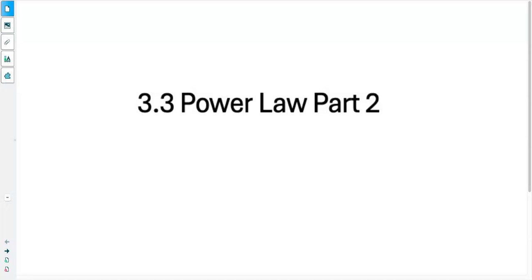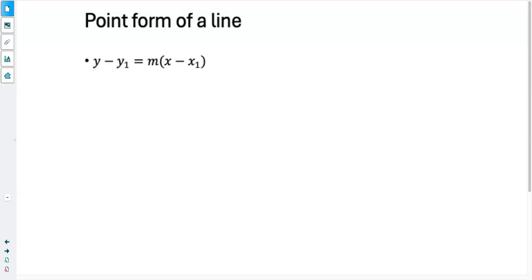All right, today we are going to finish off a section of notes we started in the previous video. So we're finishing off the power law notes by applying them to situations. Before we do so, I'm just going to remind you that the point form of a line is y minus y1 equals m times x minus x1, because many times we'll be asked to come up with the equation of a tangent line. So we won't just be looking for our slope, but our actual equation.